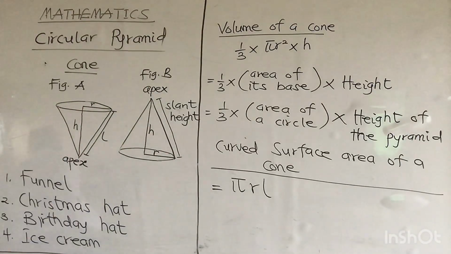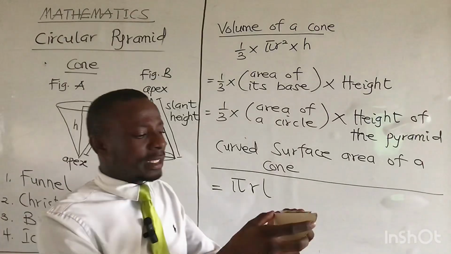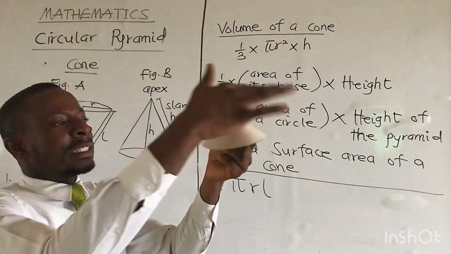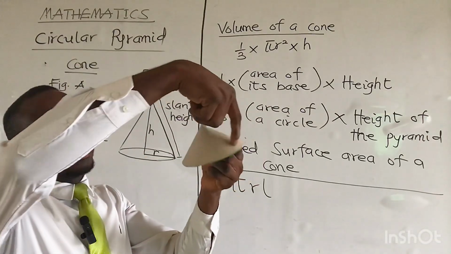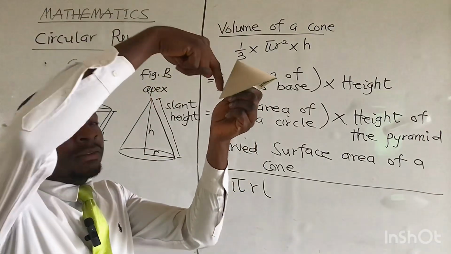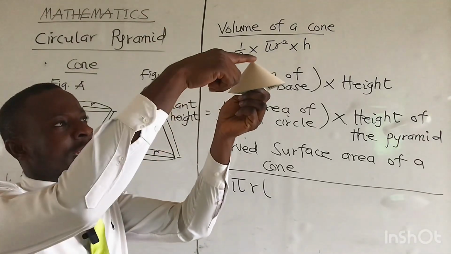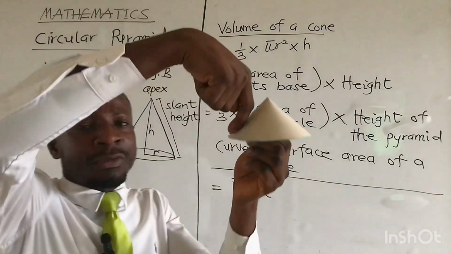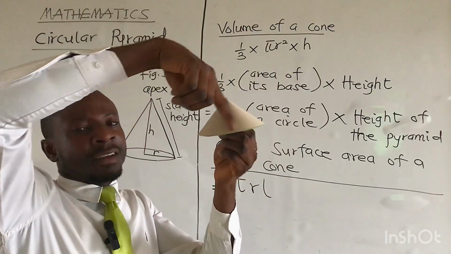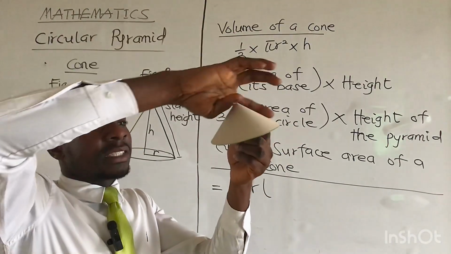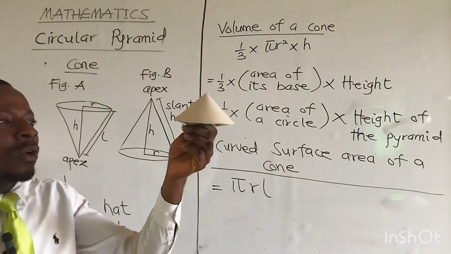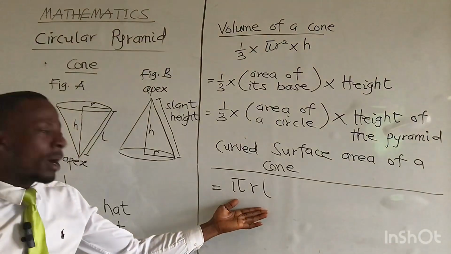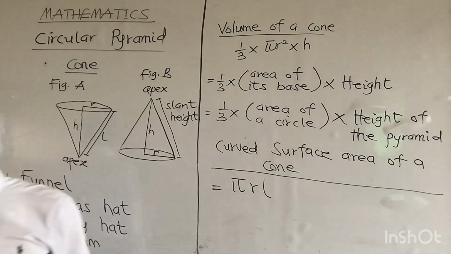When we look at this figure here, this part is the slant height, and this is the curved surface area. This whole side will be the slant height. But if you're asked to find this curved surface, you see that the surface is in the form of a curve. So we call it the curved surface area of a cone, which is given by pi r l.